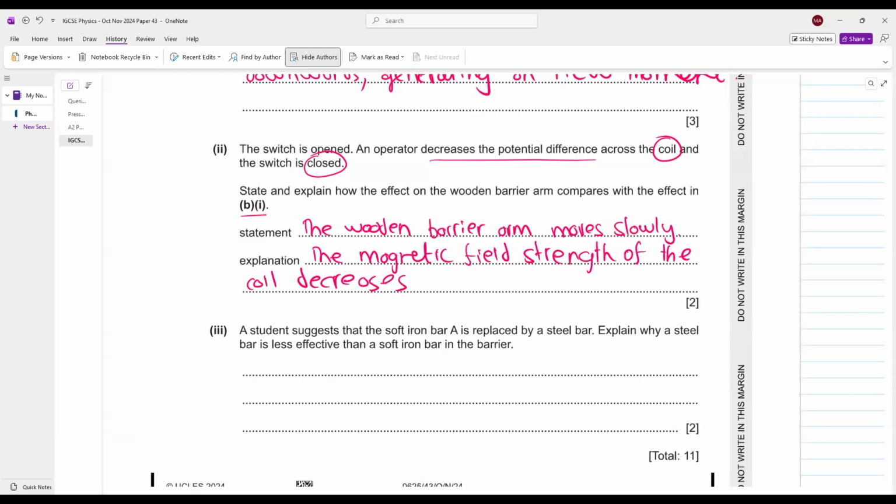A student suggests that the soft iron bar A is replaced by a steel bar. Explain why a steel bar is less affected than the soft iron bar in the part A.